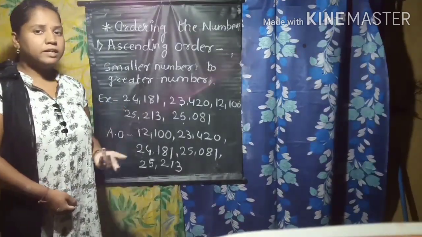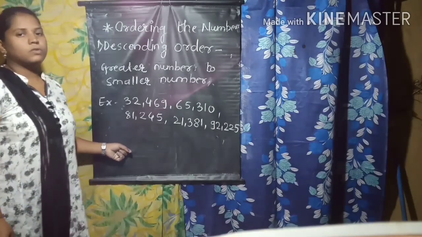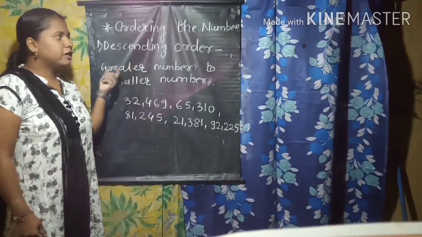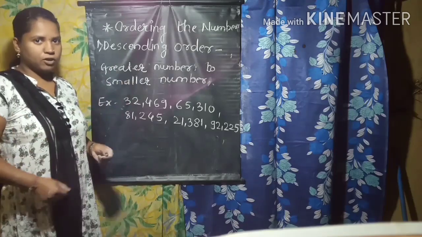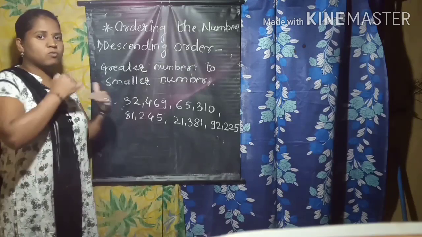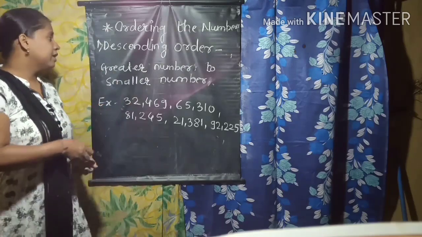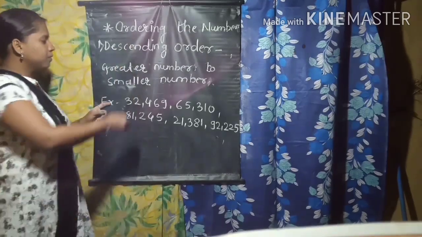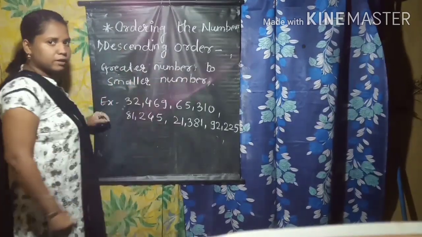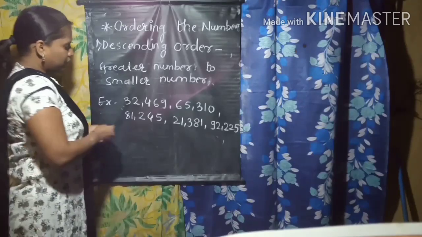Now we will see the descending order. Descending order is totally opposite to the ascending order. In ascending order, what do we do? We place the numbers from the smaller number to the greater number. In descending order, what do we do? We arrange the numbers from the greater number to the smaller number. So I have taken one example here.